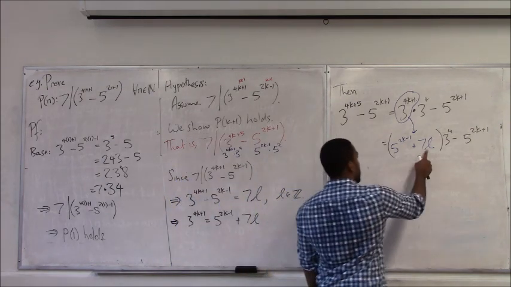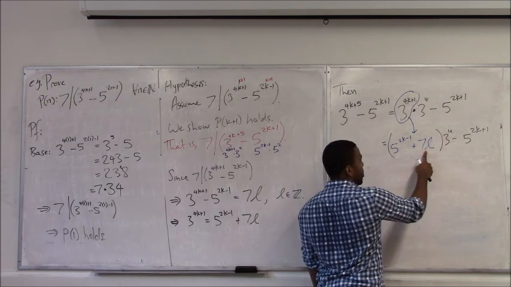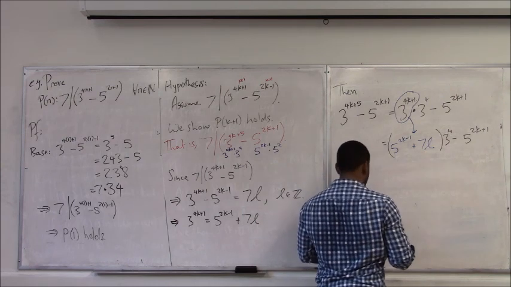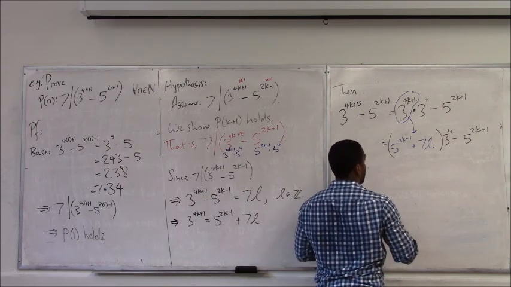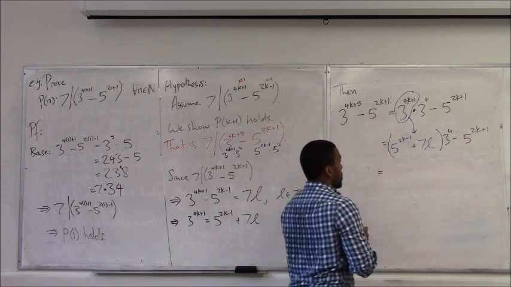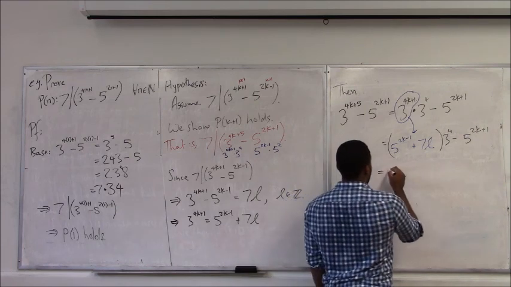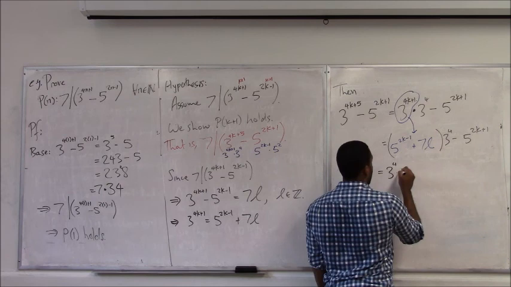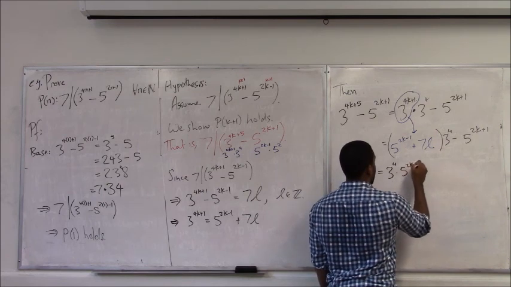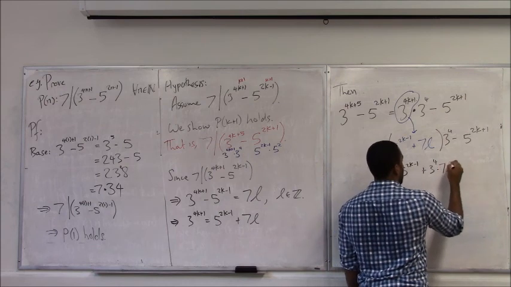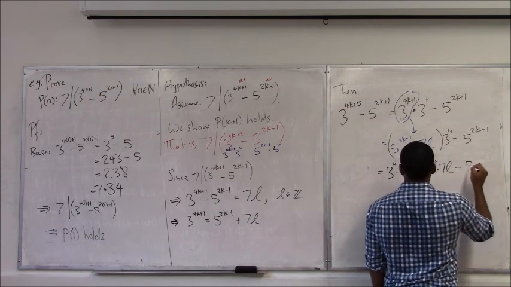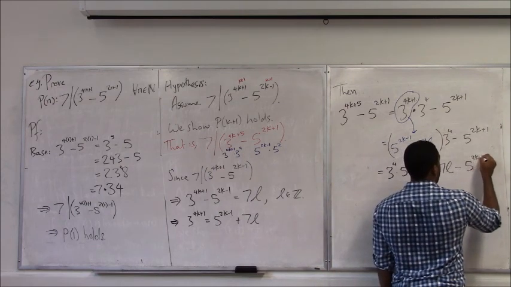Now this is already a factor of 7, so I'm hoping that when I multiply out, I'll get something else that's a factor of 7. Let's actually see what that gives us. What would that give us here? So I would have 3 to the 4 times 5 to the 2k minus 1 plus 3 to the 4 times 7l minus 5 to the 2k plus 1.